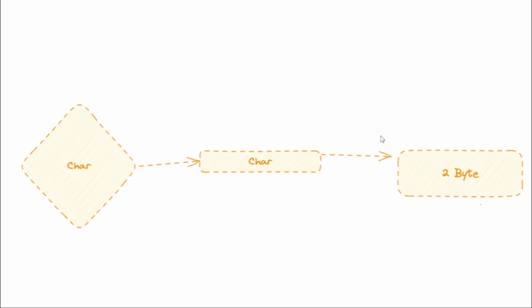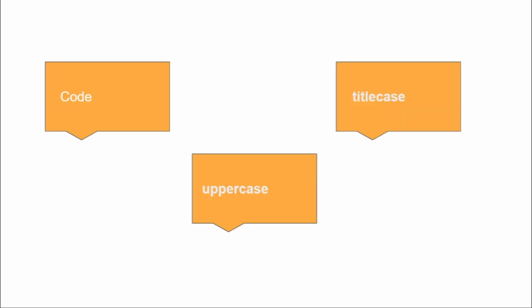First of all, we have character. Character uses 2 bytes of data to store its value. It can handle alphabet and symbols. It uses an ASCII table to represent values of character. There are some basic operations that can be performed on character, the first one is uppercase.